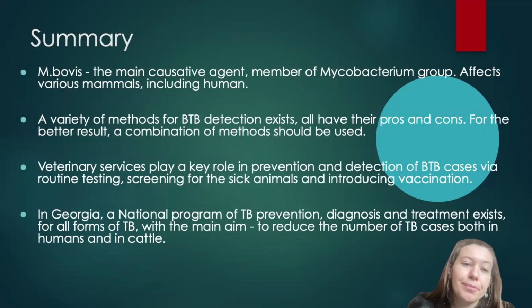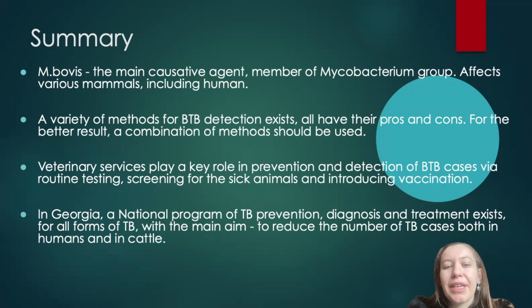To sum it up, we can say that Mycobacterium bovis is the main causative agent of bovine tuberculosis, a member of the Mycobacterium group, which has a wide host range. It affects various mammals, including humans. A variety of methods for the detection of bovine tuberculosis exist. All methods have their pros and cons. For better results, a combination of different methods should be applied.